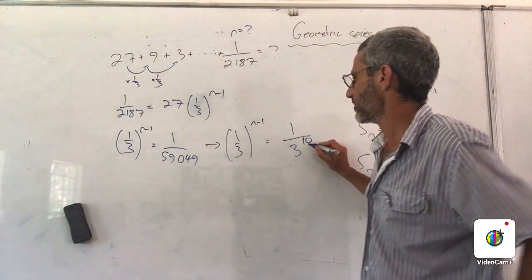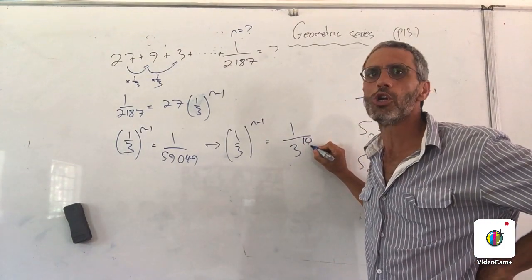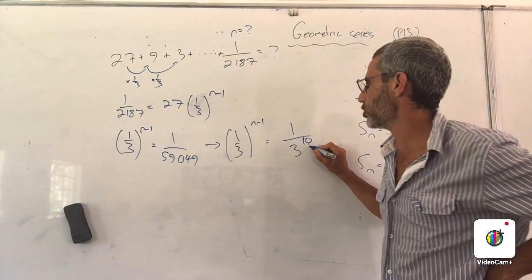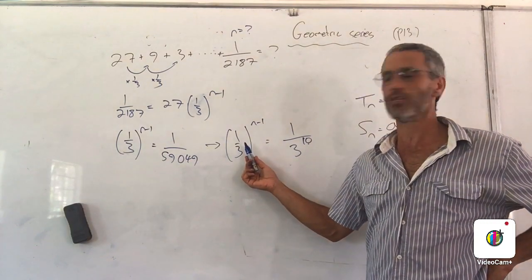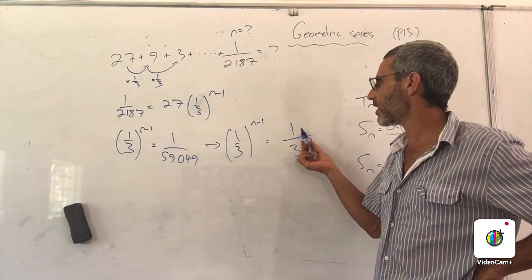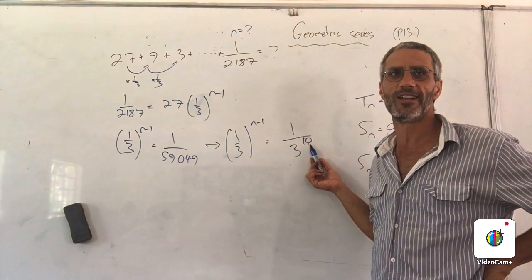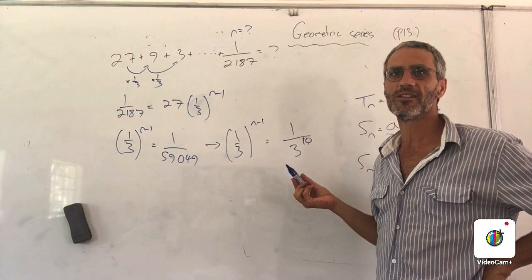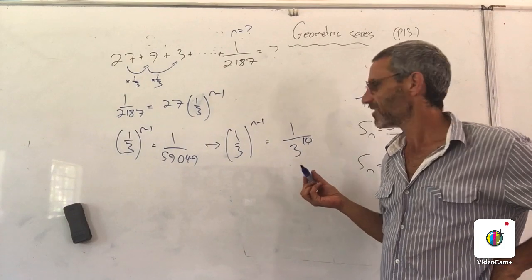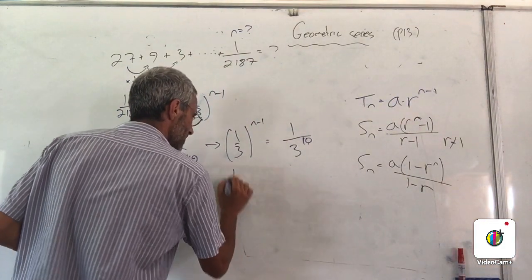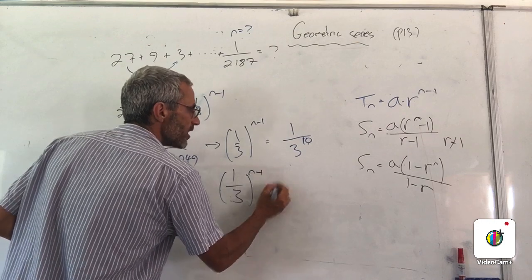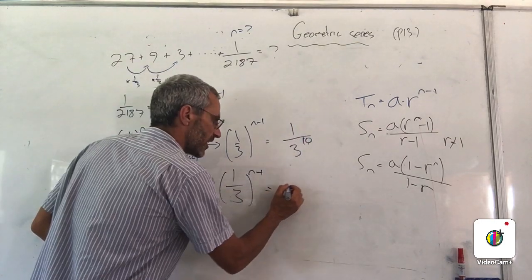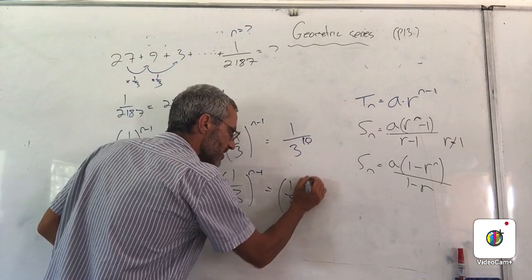Now, that's good, but it's not good enough. Why? Because here I've got a third to the power of n minus 1, and here I have 1 over 3 to the power of 10. But I want it to be 3. So you're going to put it in a bracket? Yes. So I'm going to write it like this. What is 1 over 3 to the power of 10?